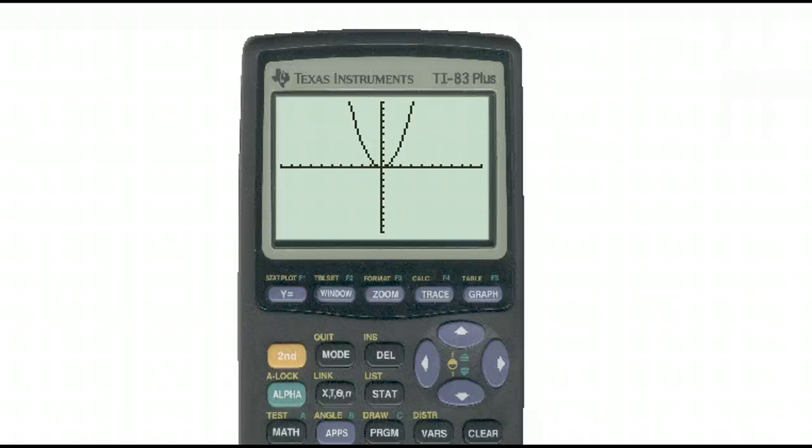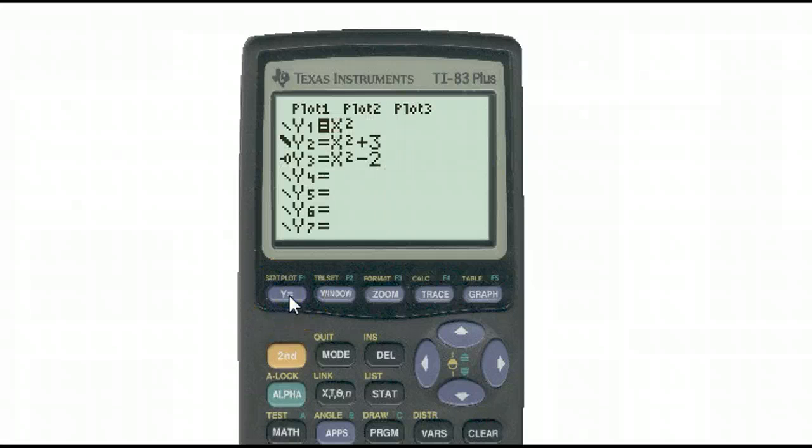Let's start by looking at the function y equals x squared. I have graphed on the calculator a couple other functions. The first one is y equals x squared. The next one is x squared plus 3. Notice that I do not have all three of them selected. To select a graph to have it shown, we want the equal sign to be highlighted. I've also, on the left-hand side, selected different shapes for the individual graphs.